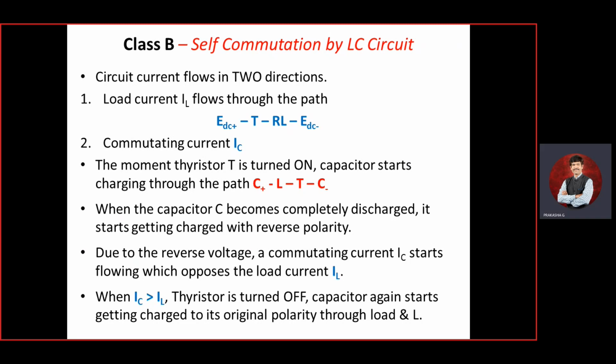Capacitor discharged. Thyristor is off state. Since the thyristor is off state, current cannot flow in this direction. Current will flow in the other direction. Once the current is flowing in the other direction, capacitor starts charging. Capacitor is charging, fully charged. It is discharging. At the time of discharging, thyristor is off. When the thyristor is off, once again capacitor is charging. So charging, discharging, charging, discharging is going to happen for the capacitor. So the capacitor again starts getting charged to its original polarity through the load resistance RL.